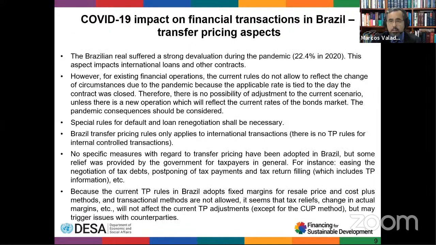So that's the point. Now it's my last slide. I will talk a bit about how the COVID-19 pandemic has impacted financial transactions as related to transfer pricing in Brazil. The first thing is about the currency. The Brazilian real suffered a strong devaluation in the pandemic. It showed 22.4% of devaluation. So it obviously impacts international loans and other contracts.